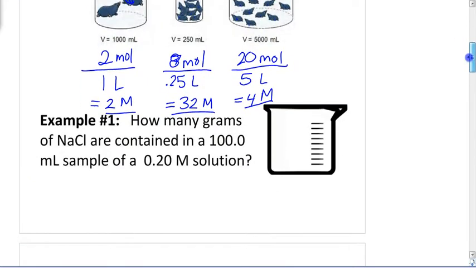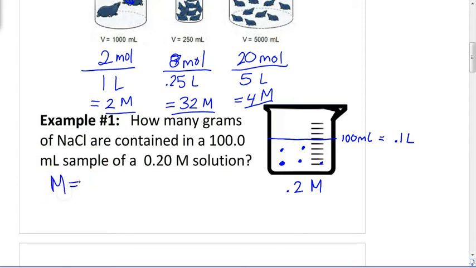Let's do an example of a real chemistry calculation with this. So the example is how many grams of sodium chloride are contained in a 100 milliliter sample of 0.2 molar solution. So if we wanted to visualize this, we would have maybe 100 milliliters, which, divided by 1000, would be 0.1 liters of solution. We want to know how many moles are in there. So how many of these pieces are in there if the solution has a concentration of 0.2 molar. That means there's a little bit less than 1 mole for every liter.